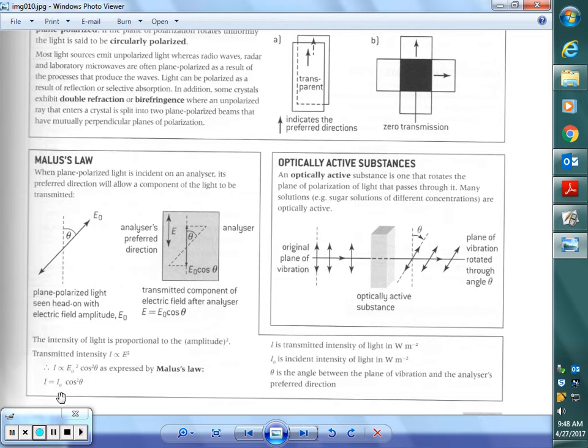I is the intensity that is allowed through the polarizer. I naught, or I zero, is the original intensity. Cosine squared of theta in this equation, theta is the angle between the two polarizing filters, or how much they're tilted. So the amount of intensity that's let through, this I value, is dependent on how much intensity was incident on it and the angle between the two polarizing filters. Okay? Does that make sense?